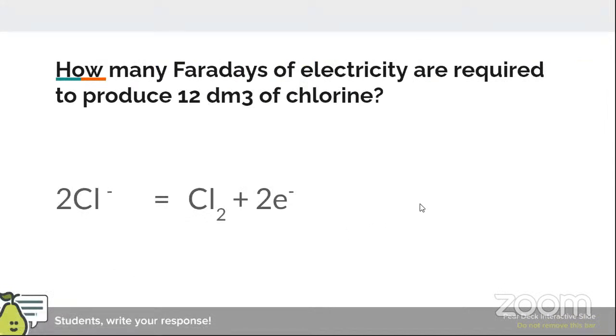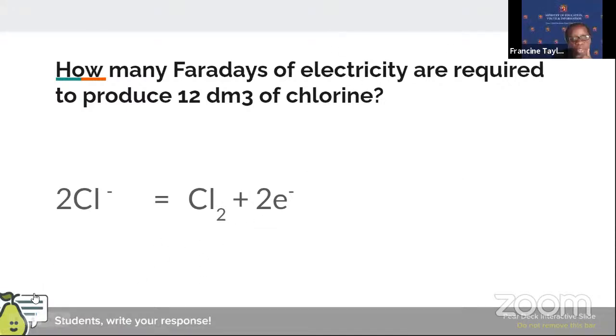All right, last one for this one. How many Faradays of electricity are required to produce 12 dm3 of chlorine at RTP? 12 decimeter cube of chlorine at RTP. No responses yet.